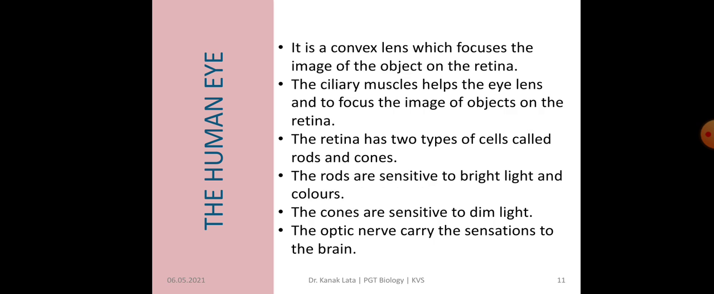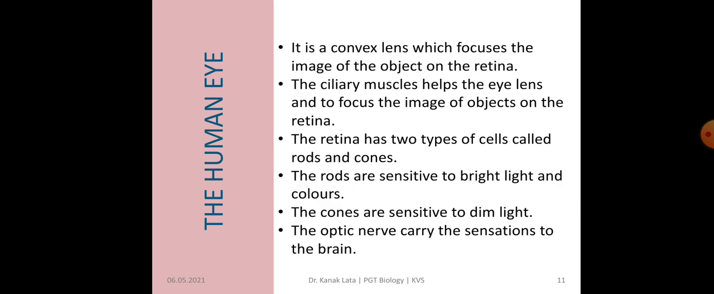The eye lens is of convex type. The function of the eye lens is to focus the image of the object on the retina. The ciliary muscles help the eye lens to focus the image of the objects on the retina. The retina contains several nerve cells. Sensations felt by the nerve cells are then transmitted to the brain via optic nerves. Means through optic nerves it reaches the brain.